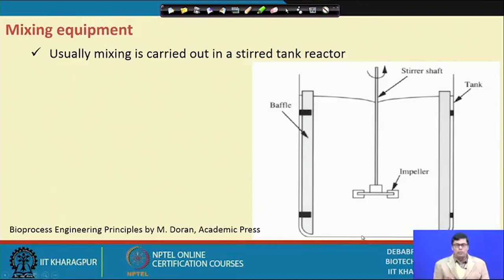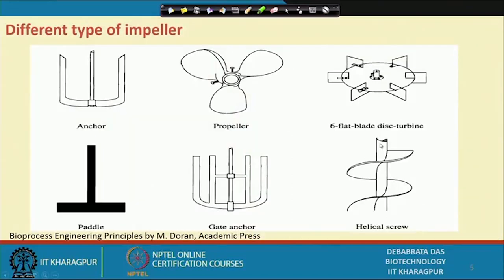Now, the question comes, what are the mixing components we have? What are the things we require for mixing? The basic thing we require, a SAPT. What do you mean by SAPT?